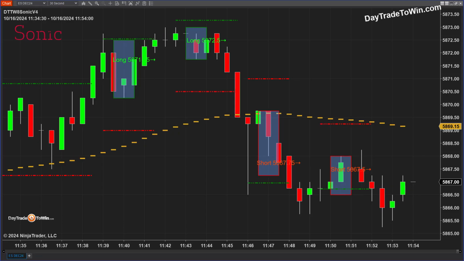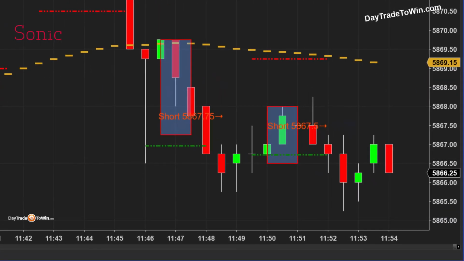You can see here there are a few short opportunities. Previously, 58.67.75 made the target. The next one was 58.67.50, which also hit the target. So let's take a look now, since we're only focusing on short trades.